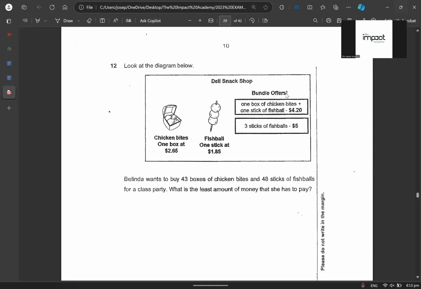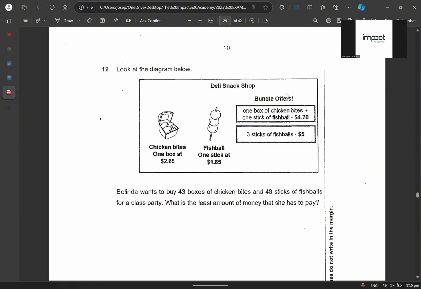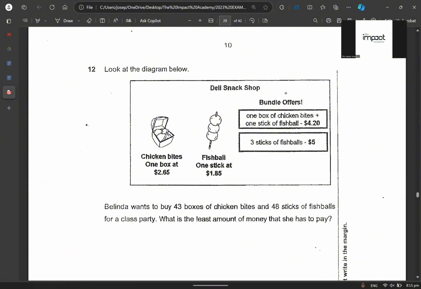Now, we are looking at question number 12. Over here it says, this dairy snack shop sells chicken bites. You want to buy chicken bites, can you buy individually? Cannot. They only sell in boxes, correct or not? $2.65. Fishball, 1 stick, $1.85. Like Old Chunky. You all know what's Old Chunky, right? I don't know if you all have tried Old Chunky before.